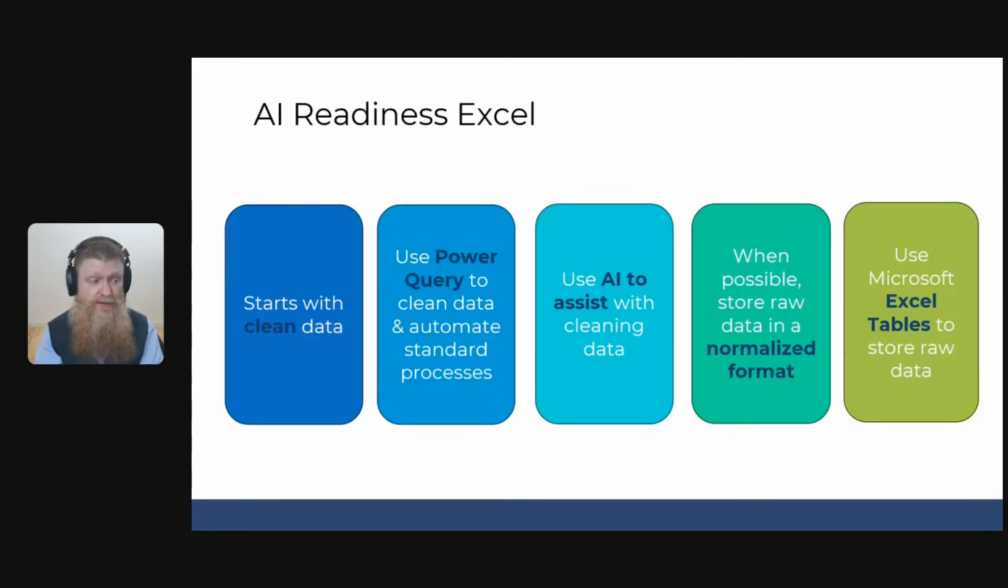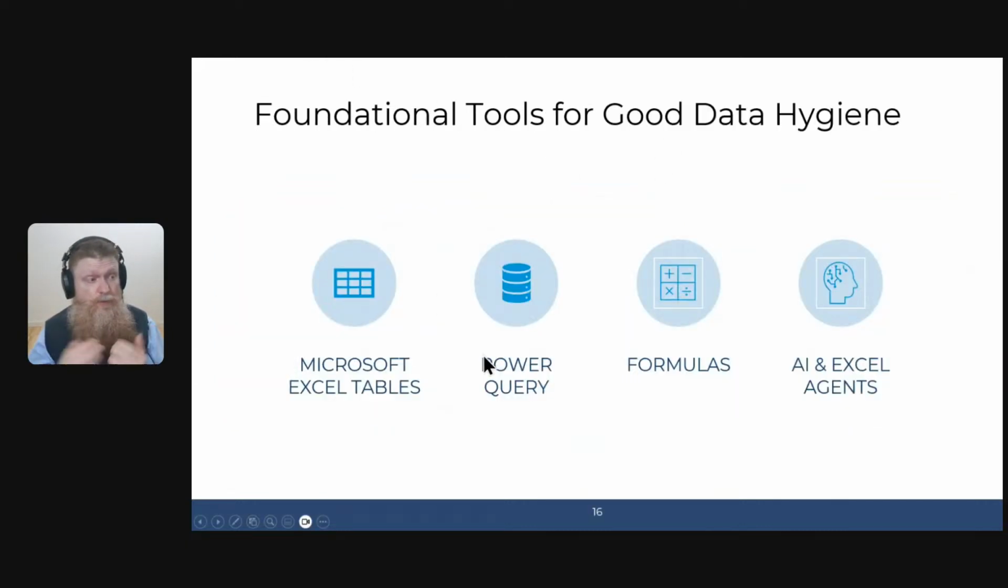Use Power Query. Use AI to assist. When possible, store raw data in a normalized format, such as Microsoft Excel tables, things like that. The way I look at it, the foundational tools for good hygiene are your Excel tables, your Power Query, your formulas, and it's starting to be more and more using AI and Excel agents.